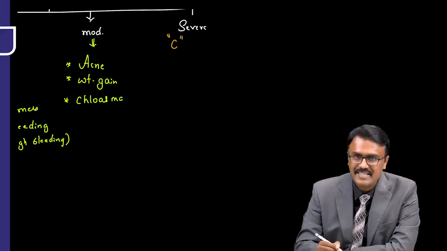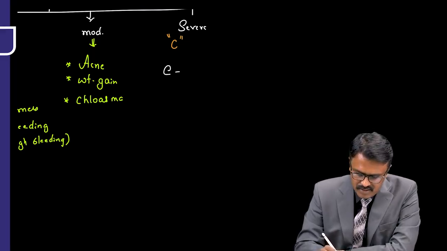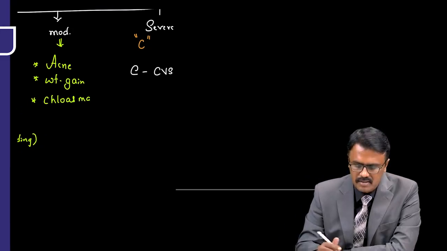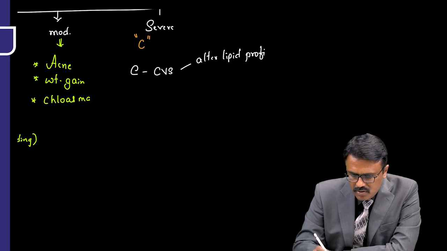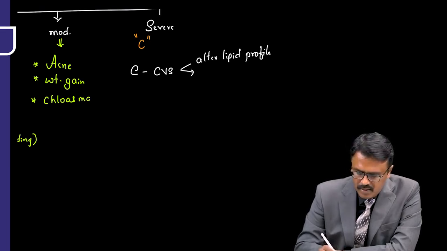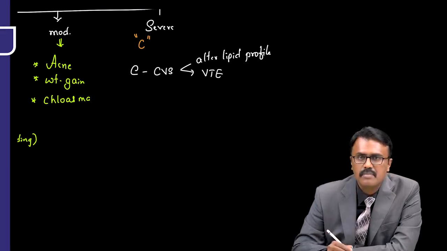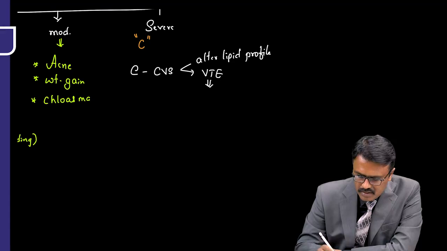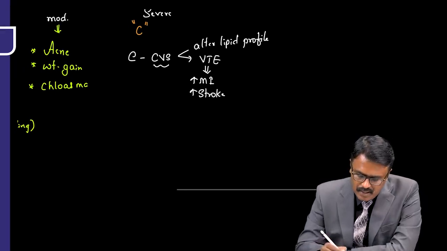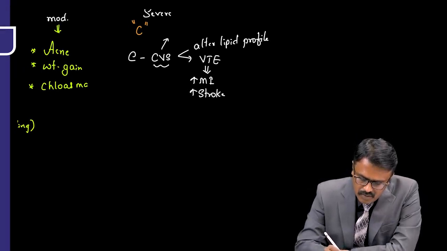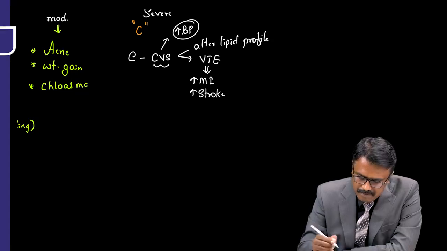What are the severe C's? C for CVS. It can alter the lipid profile. So what is the problem? It can lead to venous thromboembolism, and that can lead to increased risk of MI and increased risk of stroke in the patient. So the complication is a serious problem. And long-term usage can also elevate the BP in these patients.